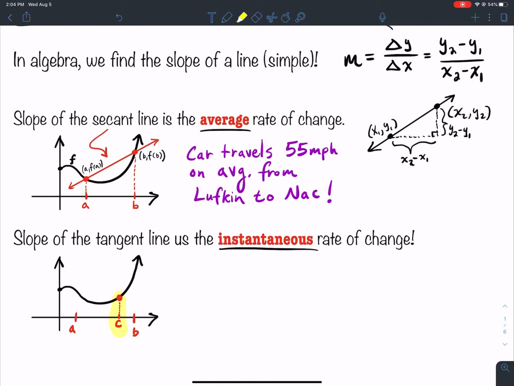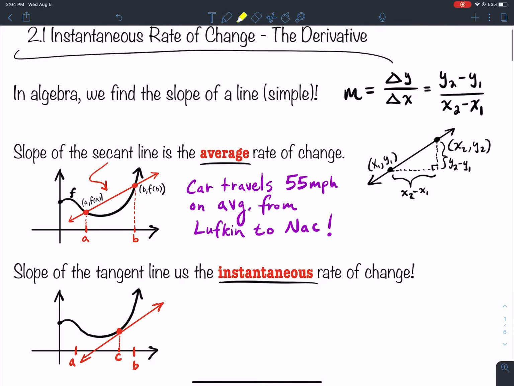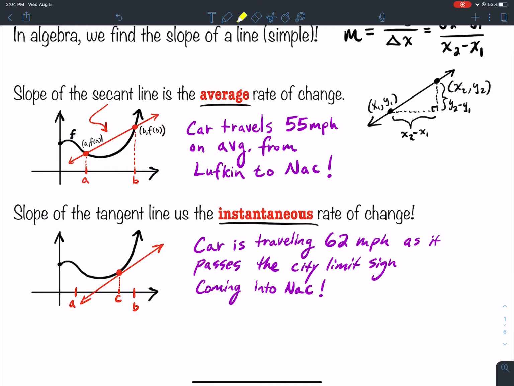No average, just that exact moment in time. How fast was my speedometer reading? Okay, that's the question. And this is what calculus allows us to answer with the derivative, the instantaneous rate of change. And so the question that can be answered is the car is traveling 62 miles per hour as we maybe pass the city limit sign coming into NAC, okay?